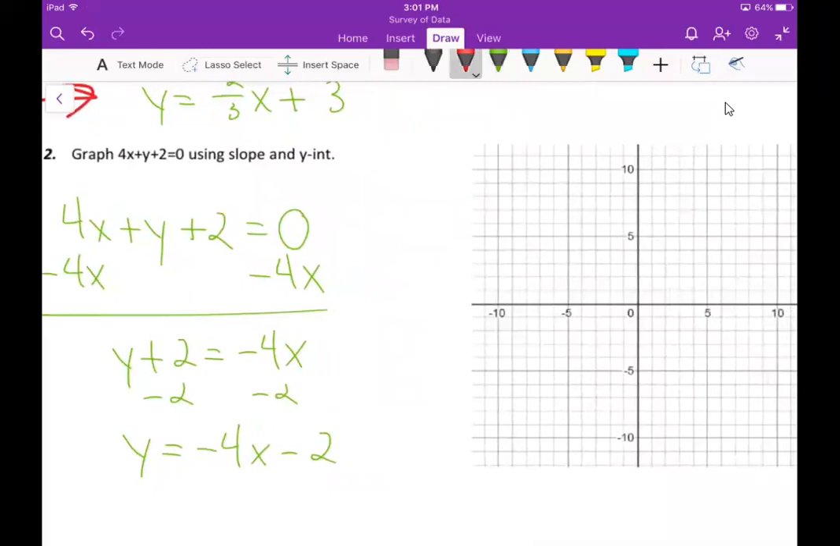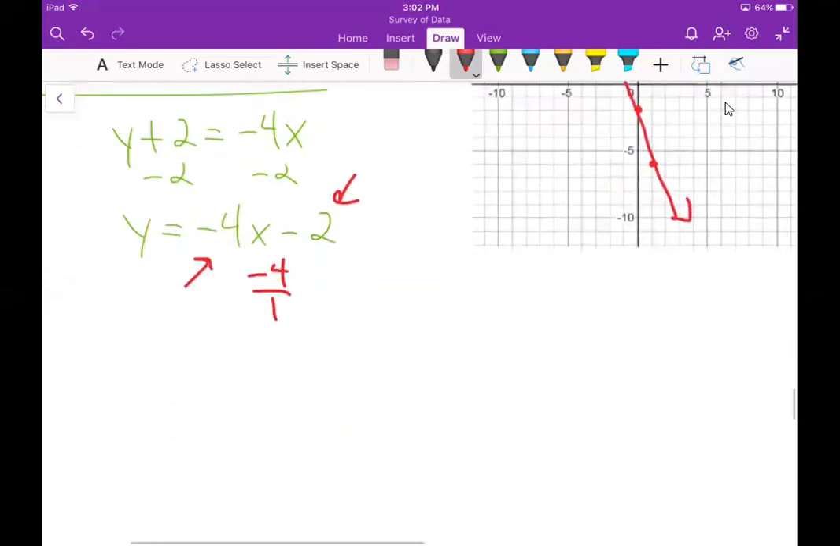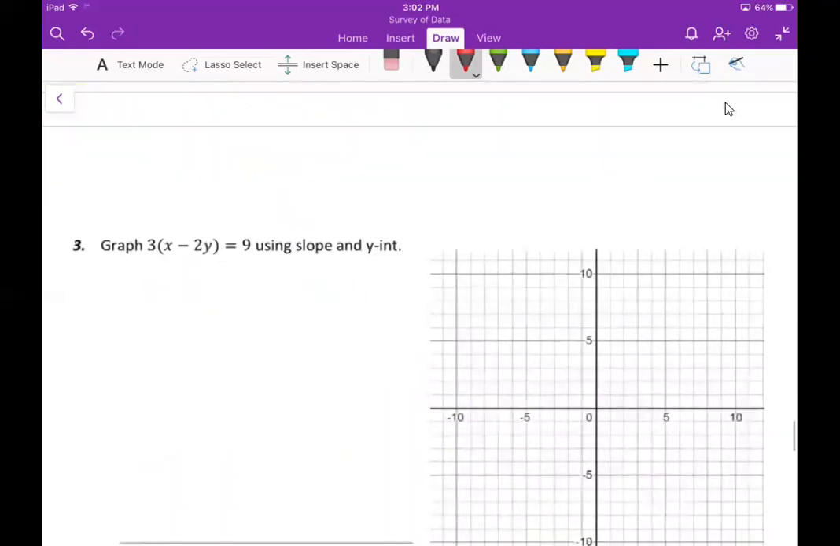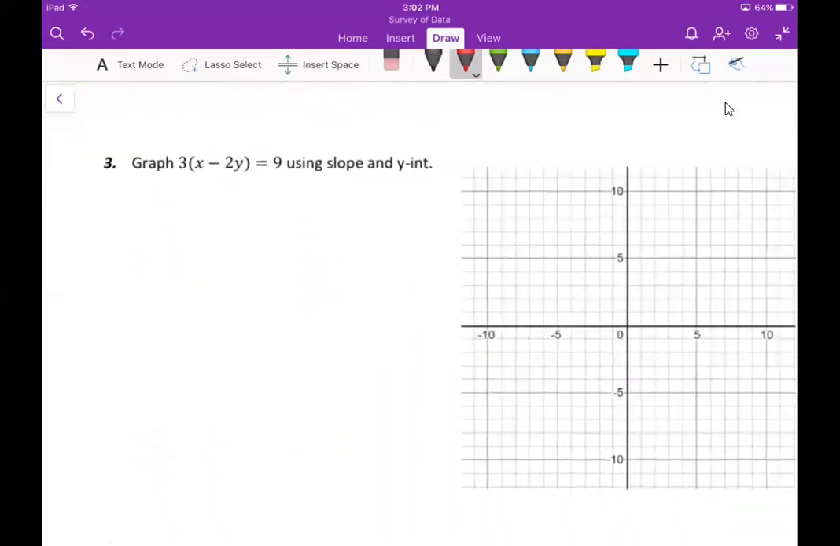So I plot this by plotting the y-intercept, which should be at negative 2. And then by using the slope, thinking about that as negative 4 over 1, means I need to go down 4 and right 1. And getting as best of a sketch as I can here of that line. Okay, let's try one last one here. This one just has some more simplification to do.